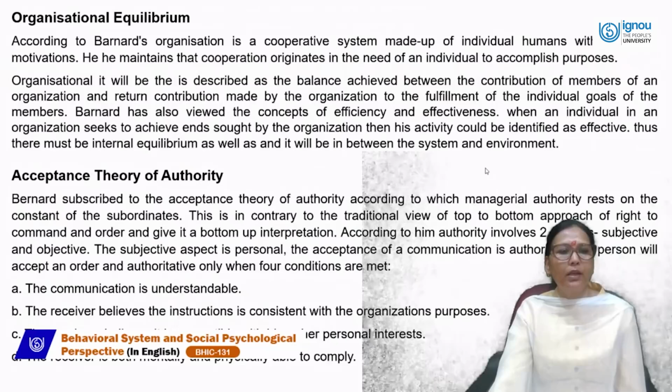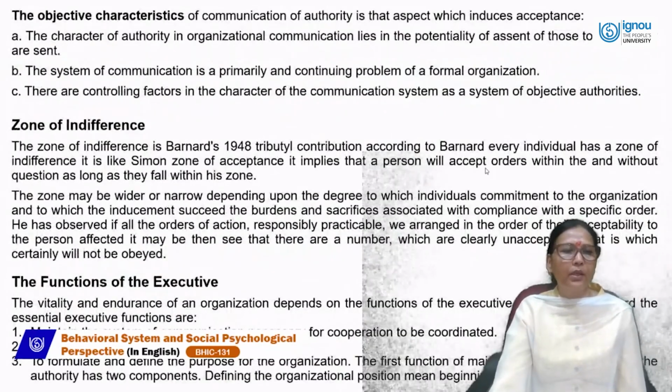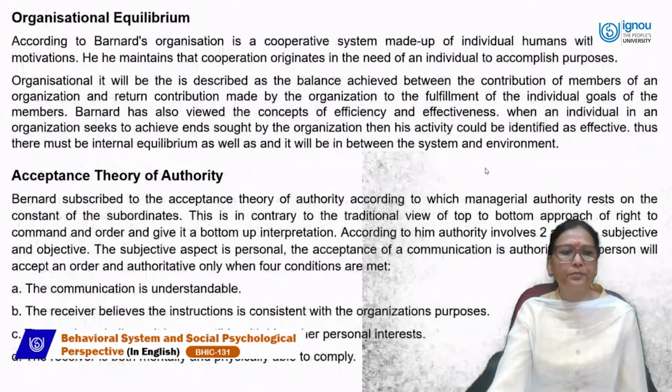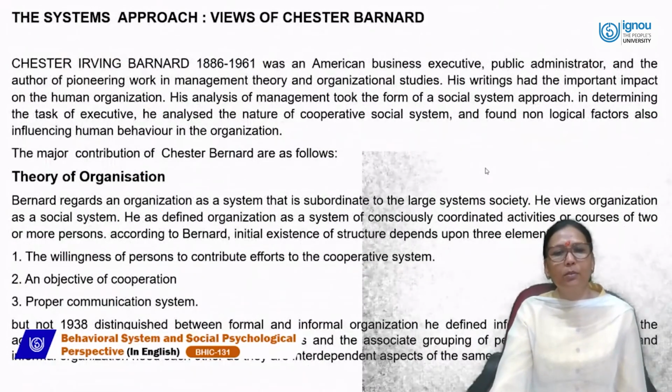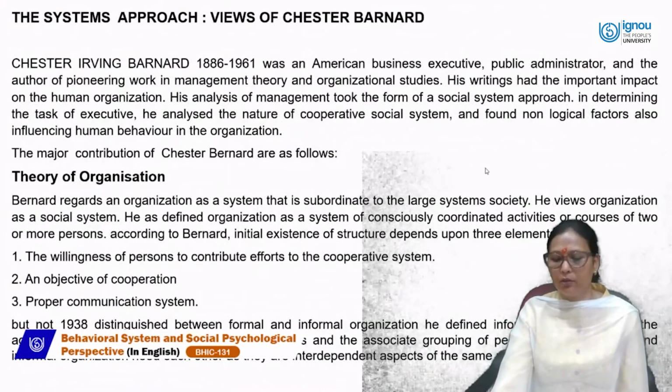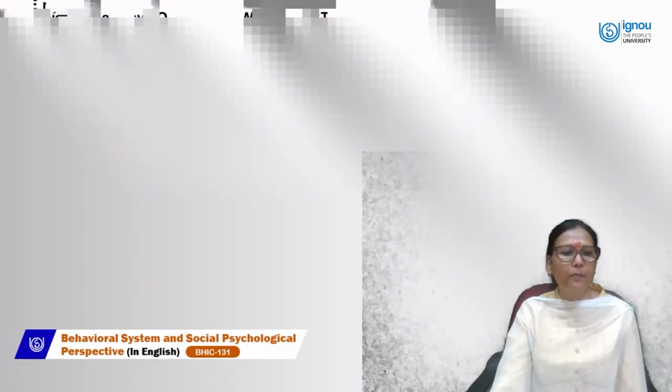The system approach view by Chester Barnard. His contributions were, first, the theory of organization. Next was organizational equilibrium. Then the acceptance theory of authority, objective characteristic, zone of indifference, and the functions of the executive. These were the contributions by Chester Barnard in the social system approach.